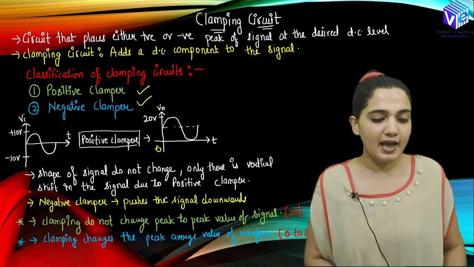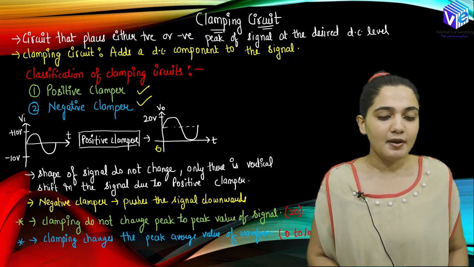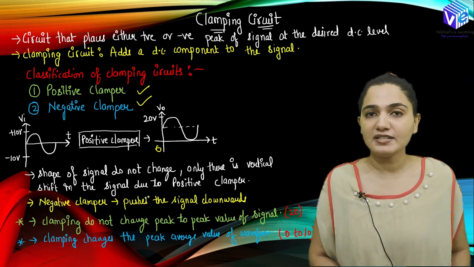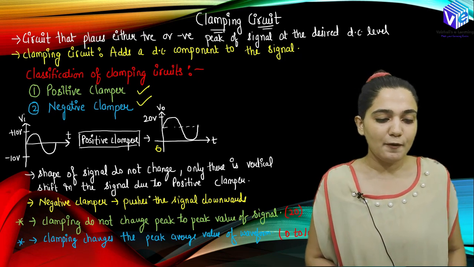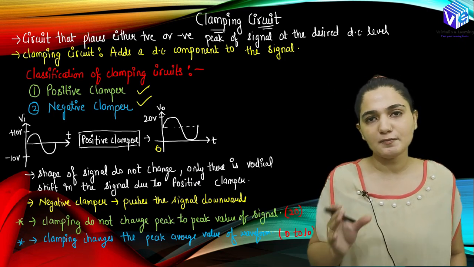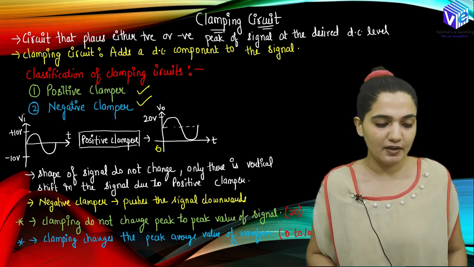Now the negative clamper adds a negative DC component, which is going to push the signal downwards, right? So I hope you understood the basic difference between the positive and the negative clamper.